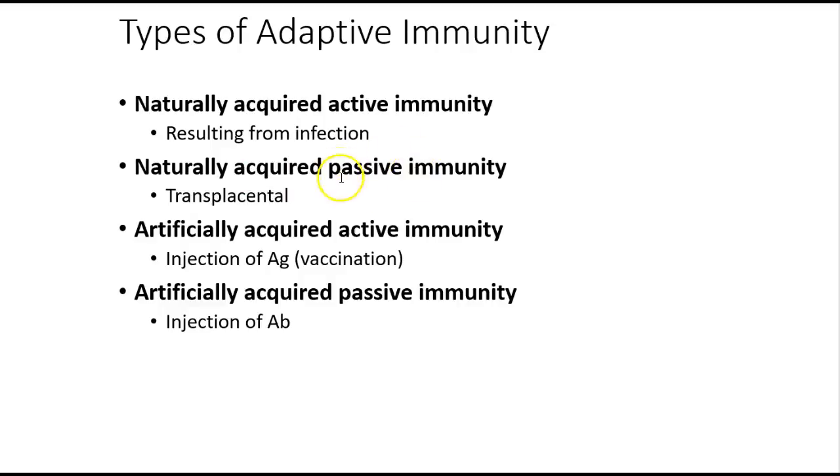Naturally acquired passive immune system is going to be something like transplant or breast milk, which is something that you bring in, you start to learn from, and then you still kind of have an immunity from it.